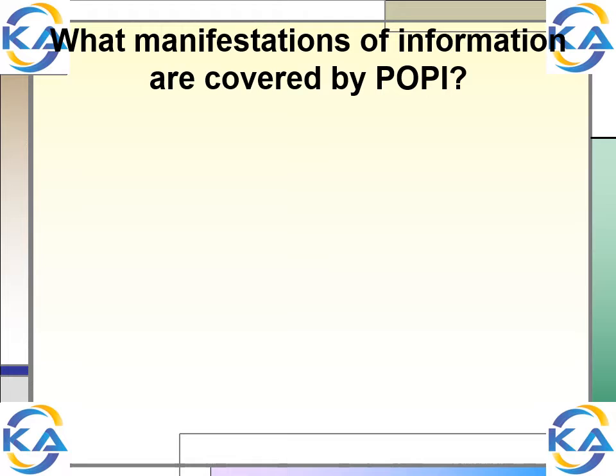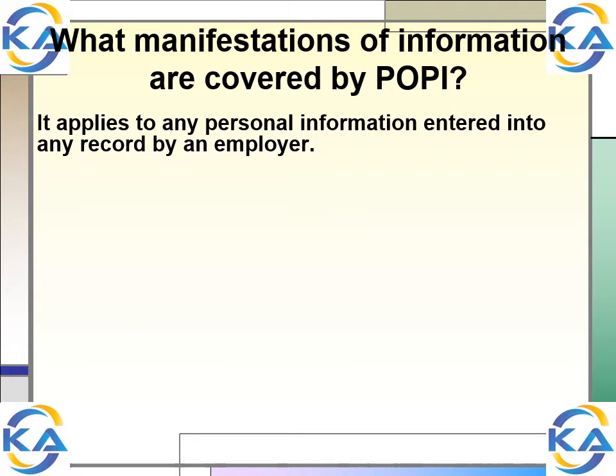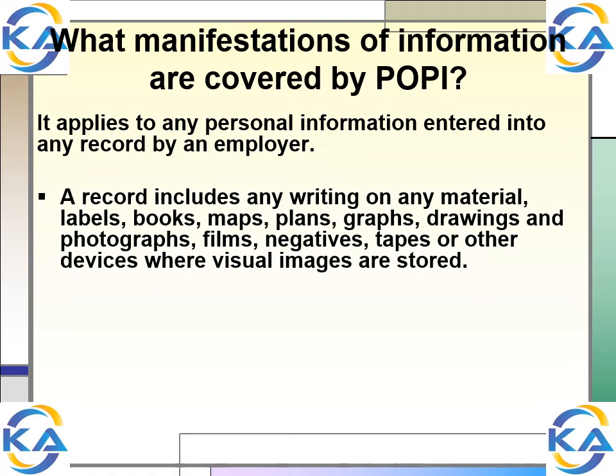Okay, to my audience, what manifestation of information are covered by the POPIA Act? It applies to any personal information entered into any record by any employer, whether it's your ID, whether it's access control at the gate, whether it is for payroll purposes, any information gathered. A record includes any writing on any material, labels, books, maps, plans, graphs, drawings, photographs, films, negatives, tapes, or other devices where visual images are stored.